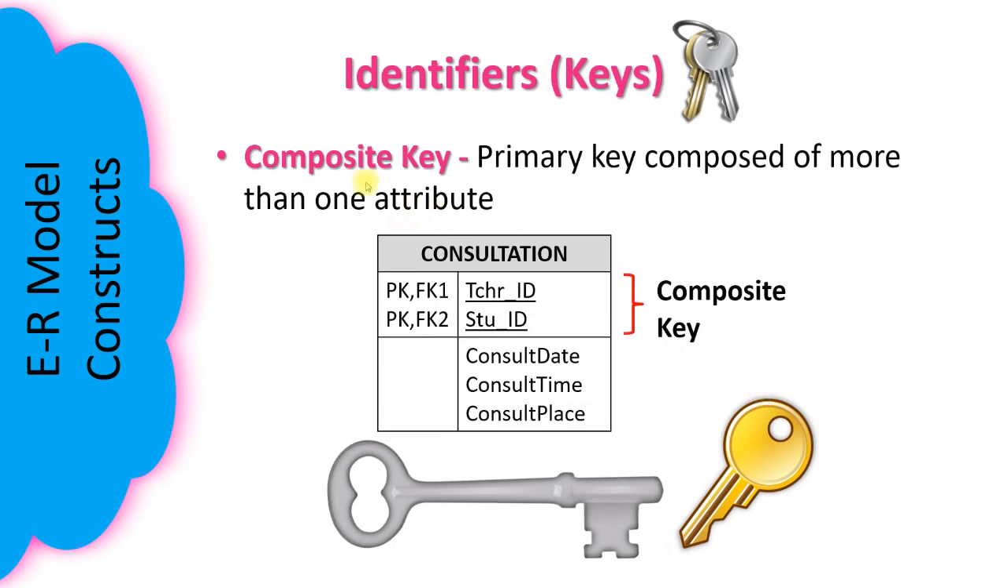Composite key comprises more than one attribute. There are perhaps two attributes. In this example, we have teacher ID and student ID assigned together as the primary key attributes for this entity type, consultation. When the consultation entity type has teacher ID and student ID assigned together as the primary key, then this combination of two attributes is considered a composite key.